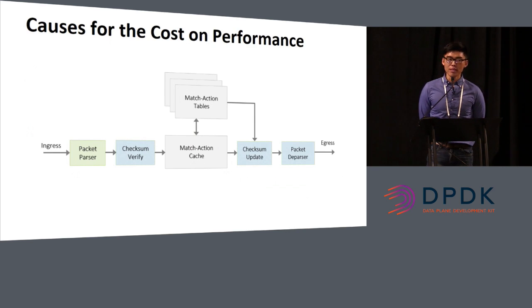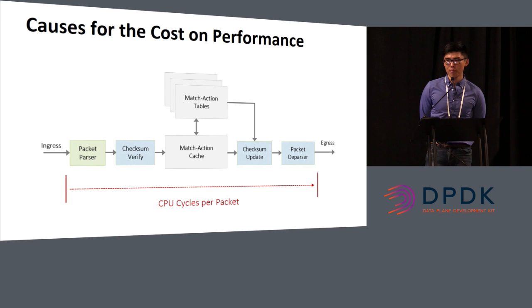So we decided to go deeper and try to identify what the causes for the cost of performance are. So there's the CPU cycles per packet. This diagram shows how the packet travels within OVS. There's the packet parser, and given some checksums, you have to verify the checksum, and it goes into the match action cache. As the previous presenter talked about, there is a fast flow cache in OVS. If there's a cache miss, it goes into the match action table, and it updates the checksum. And then there's a notion of packet deparser that I will not go into detail about, but you have to deparse the packet back to the line and send it out to egress.